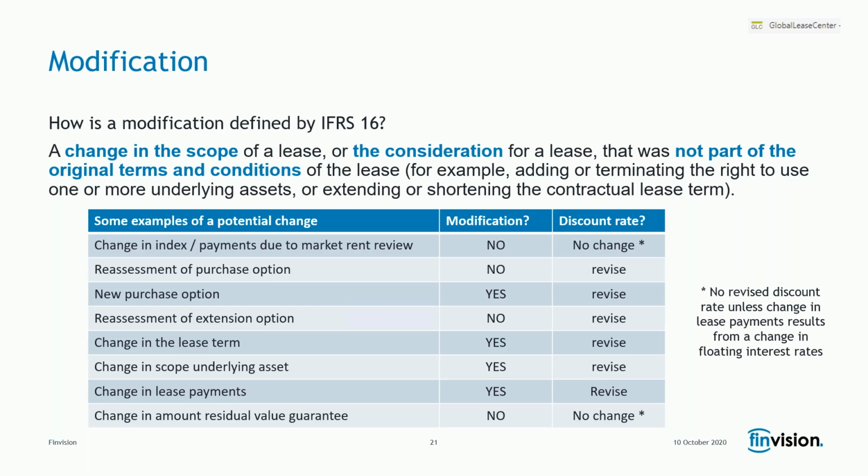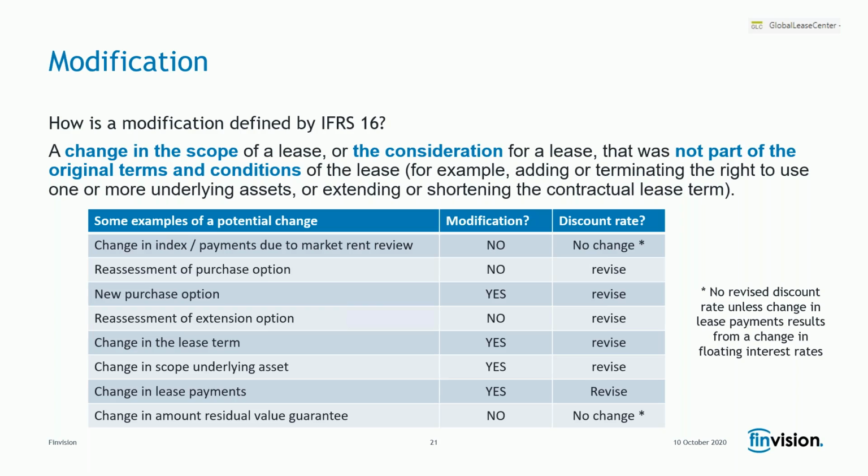I will have some examples afterwards on that. Then a change in the scope of the underlying asset. Also some examples: when you are leasing a building, an office space, and I will add a number of square meters to the lease.